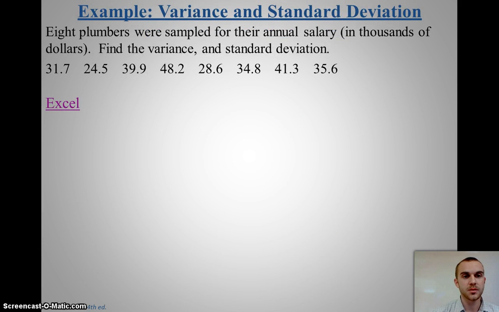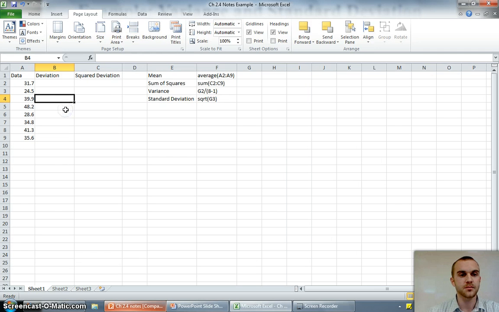So let's look at an example. We've got 8 plumbers that were sampled, and we want to find the variance and standard deviation. Now again, it's only 8 plumbers. They tell us it's a sample, so we're looking at the sample standard deviation and variance. So we want to look at that n minus 1 denominator. But we're going to go step by step using Excel to help us do this. We'll give you a column for our data, the deviation, the square deviation, our mean, sum of squares, and then we'll find the variance and standard deviation.